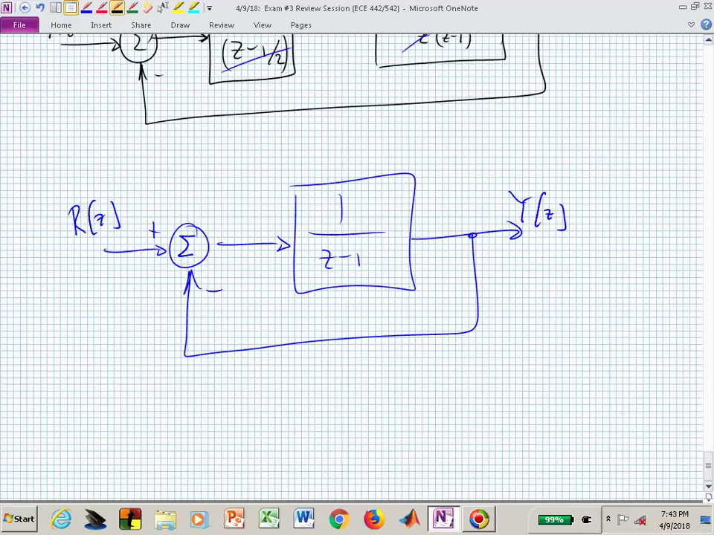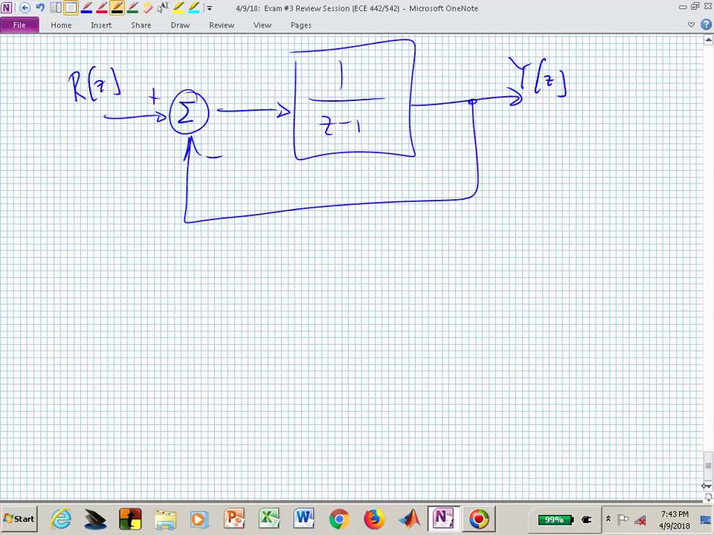And we know what T sub c of z better be. T sub c of z is now this plant over 1 plus that plant.